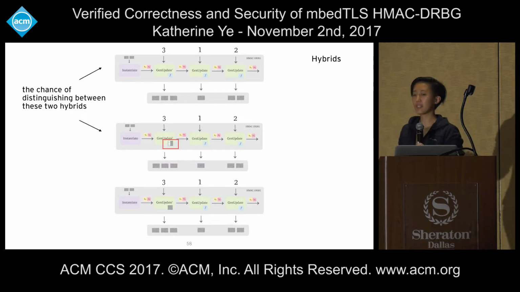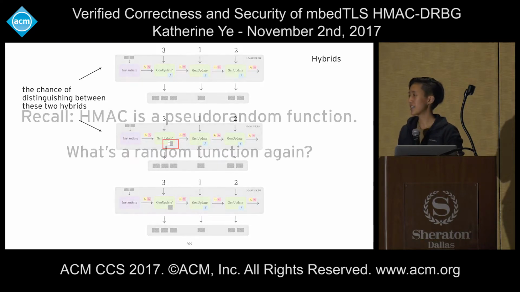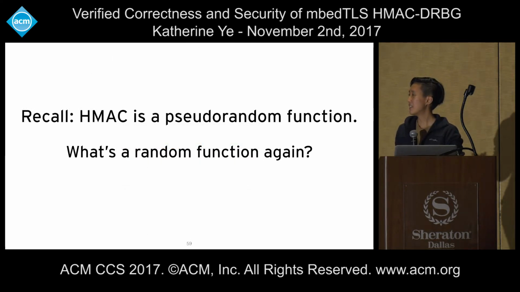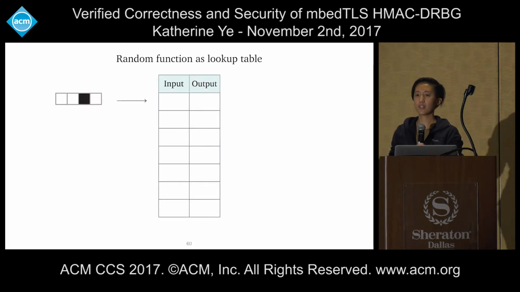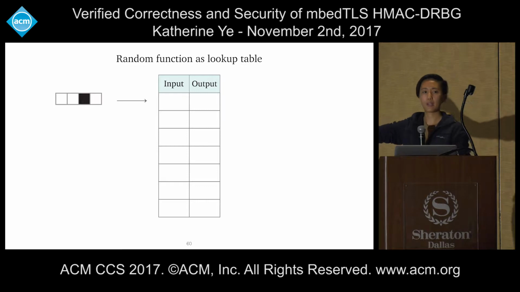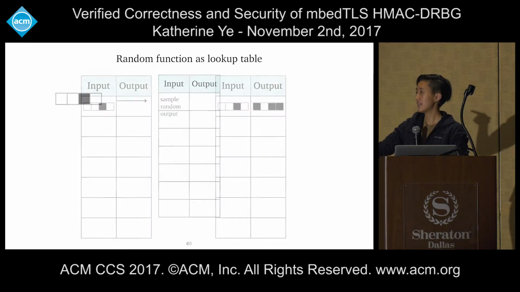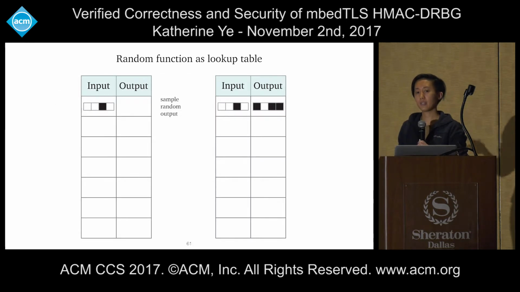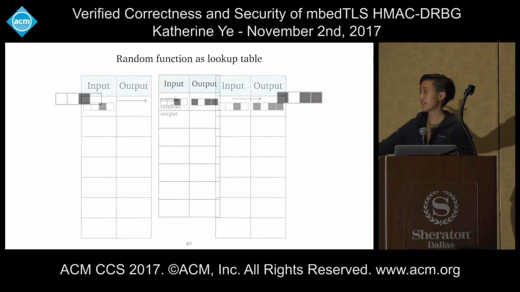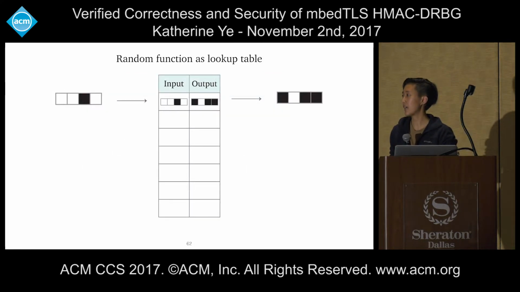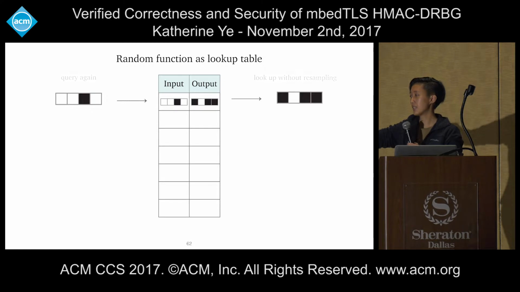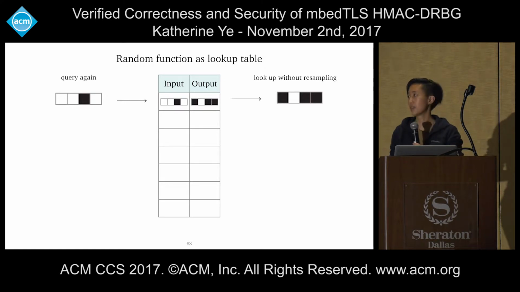Well, recall HMAC is a pseudorandom function, but what is a random function again? Here we understand the random function as a lookup table. So you give it some bit vector, that's what the black and white glyph denotes, and it takes that, it stores it or caches it in its lookup table, then it samples a random output, stores that, and then gives that to you. And if you happen to query it again with the same input, it's going to look up the output without resampling it and give you the same thing.